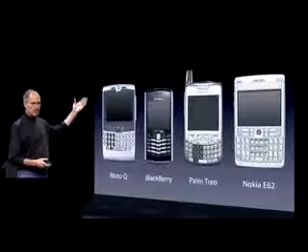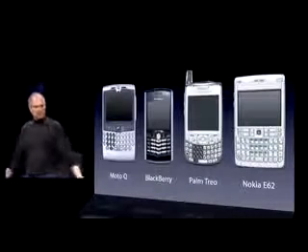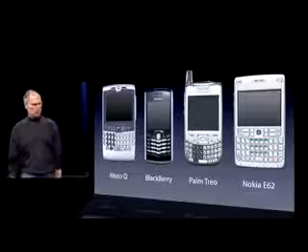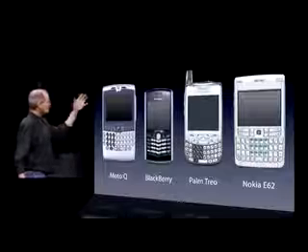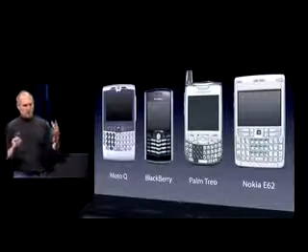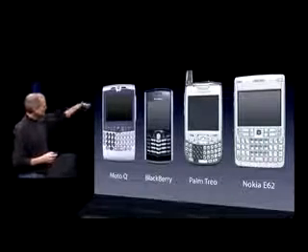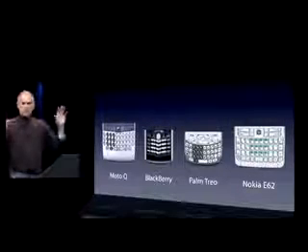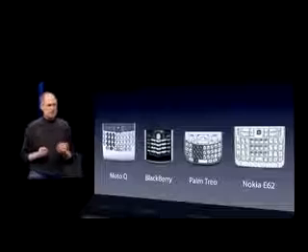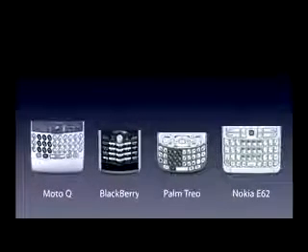I mean, here are 4 smartphones, right? Motorola Q, the BlackBerry, Palm Treo, Nokia E62, the usual suspects. And what's wrong with their user interfaces? Well, the problem with them is really in the bottom 40 there. It's this stuff right here. They all have these keyboards that are there whether you need them or not.